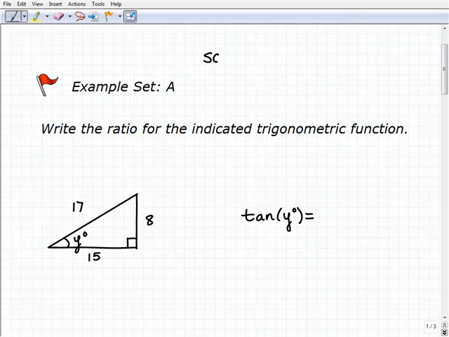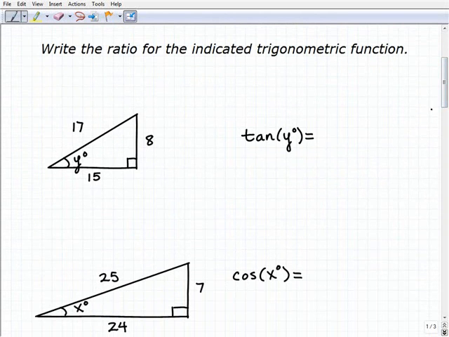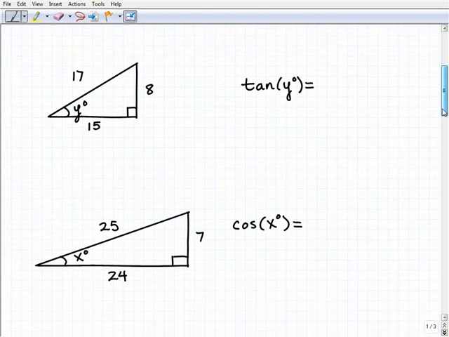Remember that saying, Sohcahtoa? This is a mnemonic, a little memory aid to help us remember the trigonometric ratios: sine, cosine, and tangent. So let's start practicing applying Sohcahtoa by setting up these ratios with the following.